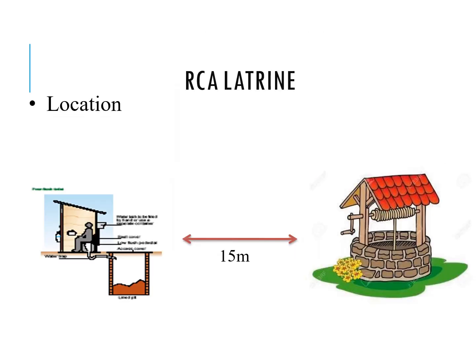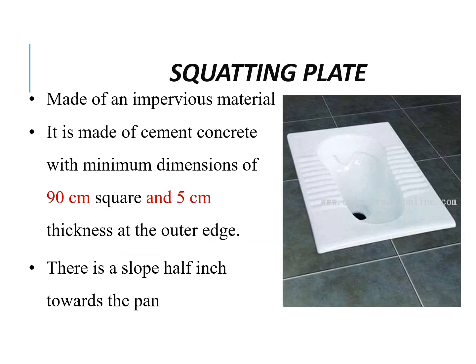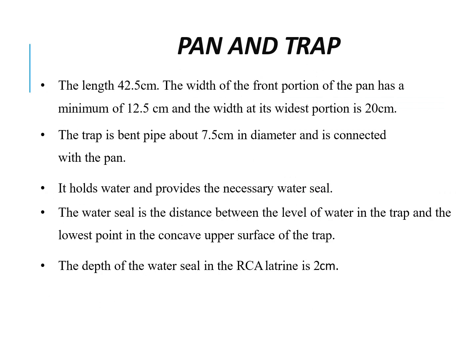So always remember that the RCA latrine, research action latrine, is located 15 meters away from a source of contamination. It consists of a squatting plate made of an impervious material. It is made of ordinary cement concrete with minimum dimensions of 90 square centimeters and 5 centimeters thickness at the outer edge. There is a slope of half inch towards the pan. The pan and a trap. The length of the pan is 42.5 centimeters. The trap is a bent pipe which is 7.5 centimeters in diameter and is connected with the pan.